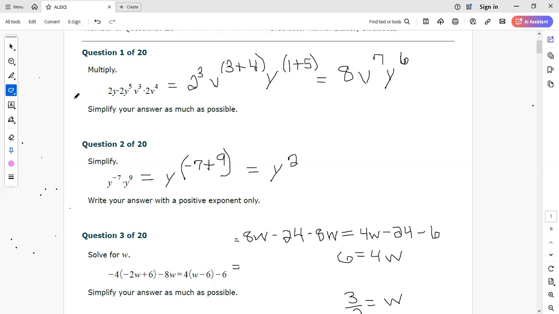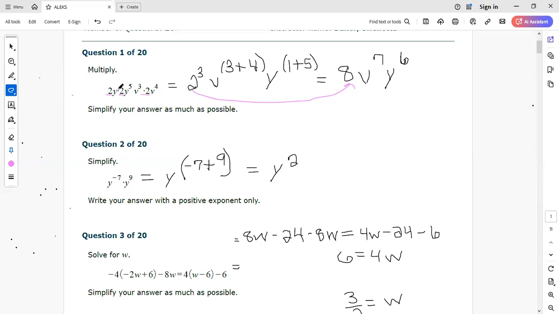All right, guys, this is your review for the midterm. Starting with problem number 1, we have 2y times 2y to the 5th power, y cubed times 2v to the 4th power. When you're multiplying these terms together, you want to combine the like values. So we have 2 times 2 times 2, so that's 2 to the power of 3, which gives us 8.